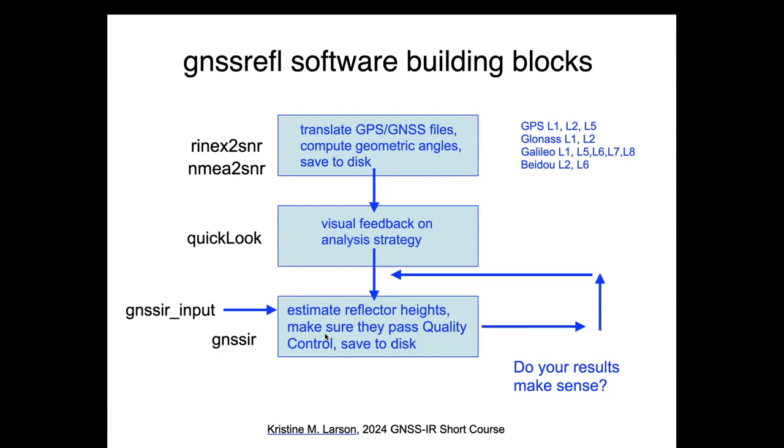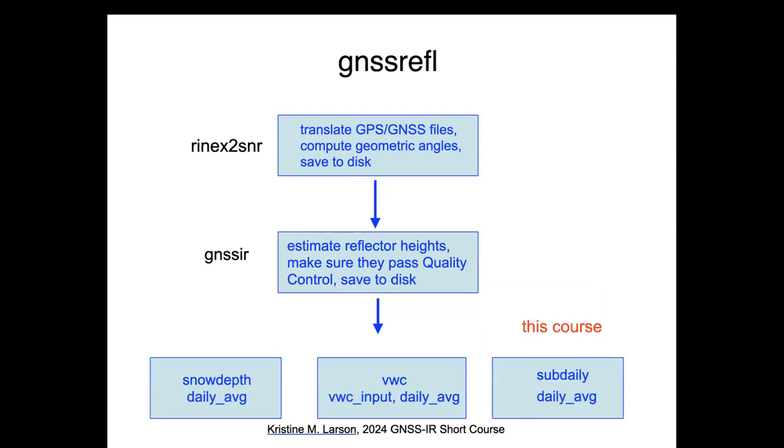You try to figure out, do your results make sense? Do I want to change my strategy? And once you do that, Quick Look goes away. And at that point, you've translated the files, you're done doing that, you estimate the reflector heights, make sure they pass quality control, you save them. And then in the code, you have three options. You can measure snow depth, volumetric water content, or soil moisture, and you can measure water levels.